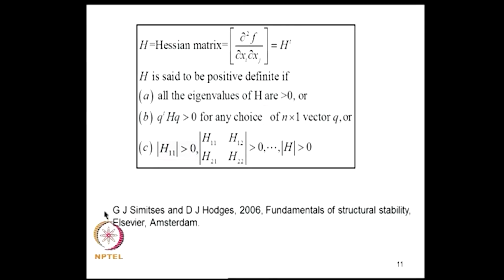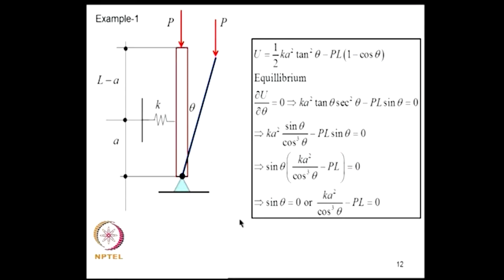Now, what we will do is, we will try to use these axioms and try to gain understanding of how these axioms are applied by considering a few examples. These examples are drawn from this book by Simitses and Hodges. The first example we consider is that of a rigid bar which is loaded axially and which is supported by a spring K.